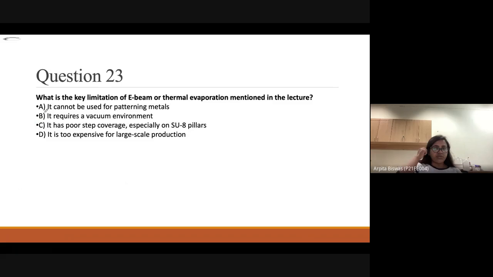Toward the question number 23. What is the key limitation of e-beam or thermal evaporation mentioned in the lecture? So first option is it cannot be used for patterning metals. Second option is it requires a vacuum environment. The third option is it has poor step coverage, especially on the SU8 feature. And the fourth option is it is too expensive for large scale production. So go through the question carefully and try to solve the answer.